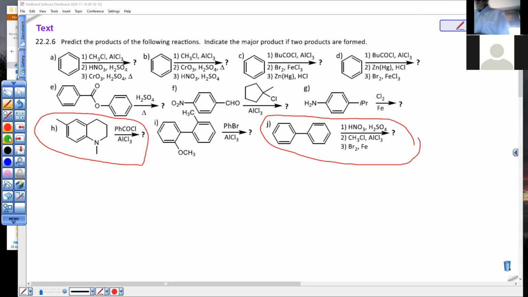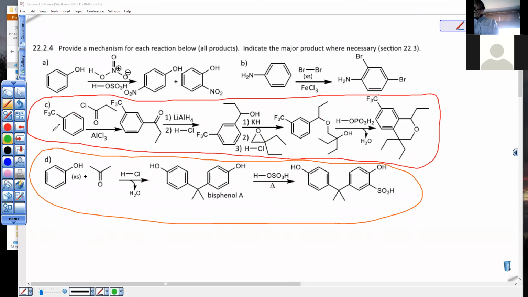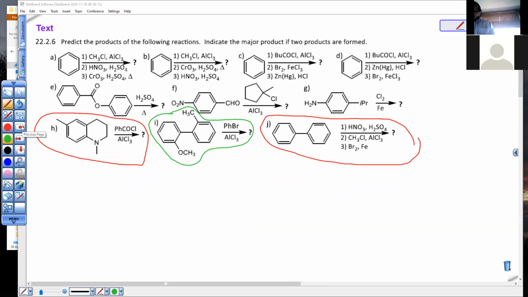The student may have wanted me to do I. The short form was H/J, which could read H through J if you read it one way. So we'll do H, I, and J. And they also wanted some mechanisms done. So we're going to do mechanisms for each reaction below, indicate the major product where necessary. And I believe those 2 items will definitely take our whole second segment. So we'll do the first 3 right here on the page.